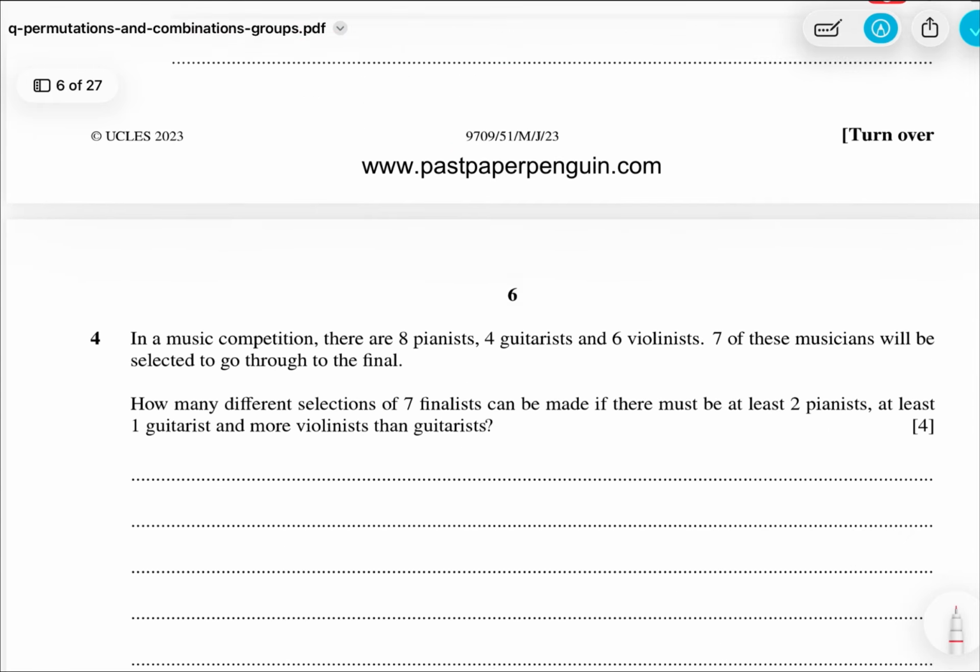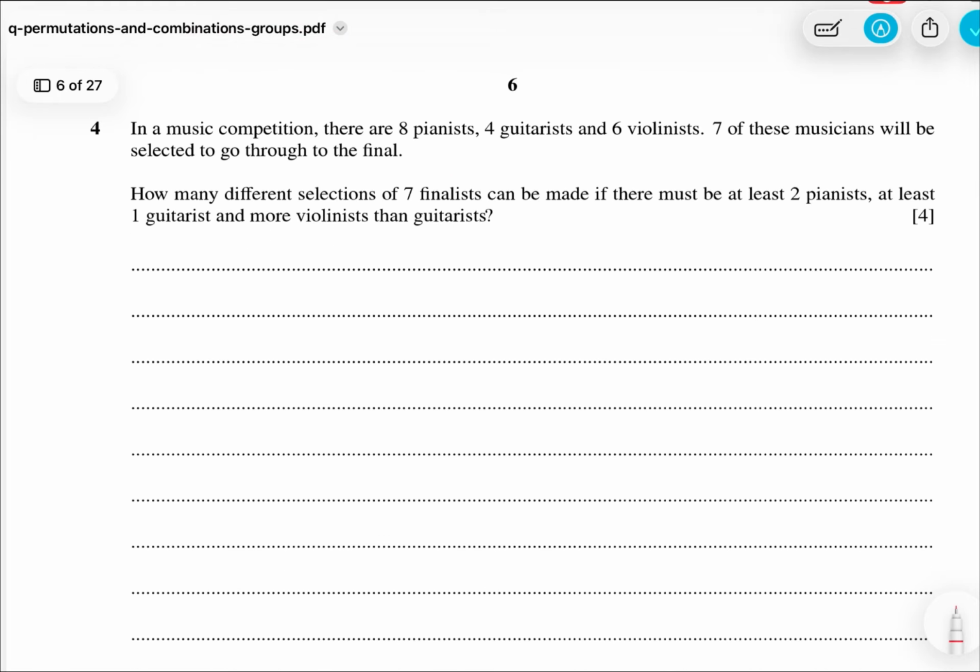Let us move on to the next one now. In a music competition, this question is good. Let us try to target this one now. In a music competition, there are 8 pianists, 4 guitarists, 6 violinists. 7 of these musicians will be selected to go to the final.